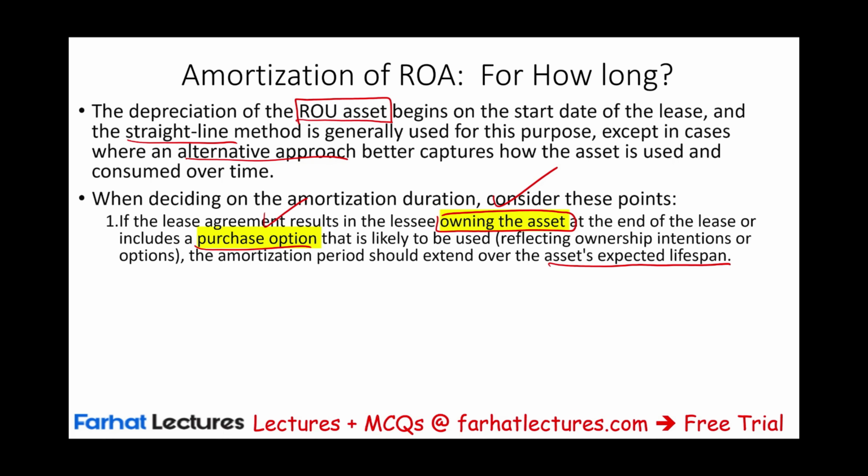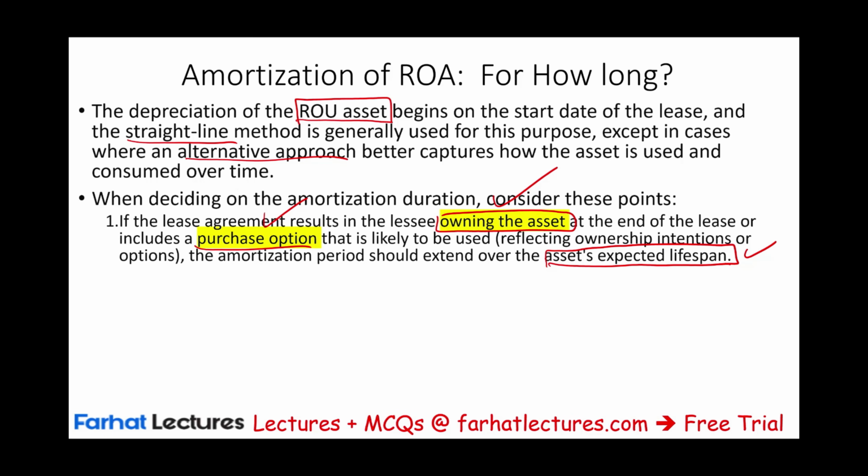If that's the case, you amortize, you depreciate this right-of-use asset over the asset's expected lifespan. So the lease agreement is irrelevant. Why? Because you are going to own the asset. Therefore, the asset is yours. You would depreciate or amortize the asset over its expected lifespan.